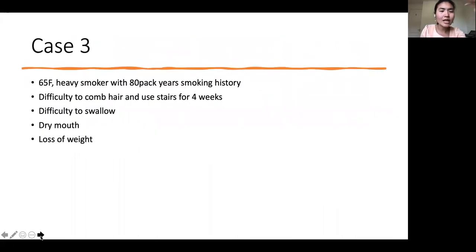Okay. Now case 3. Now it's like playing games. So like we go one step after another. The difficulty will get harder and harder. Okay. So case 3, 65 female, heavy smoker with 80 pack year smoking history.